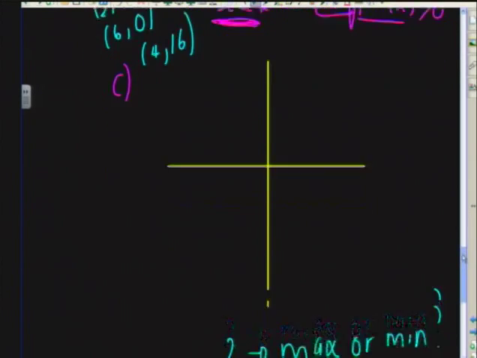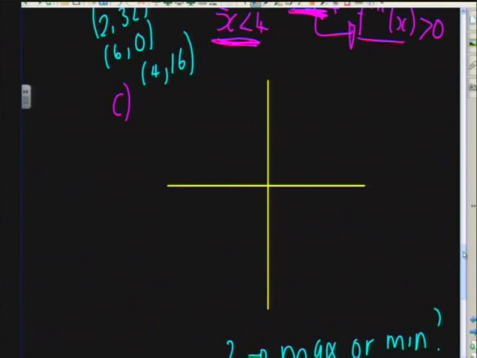Right, I'm just going to plot the points now. So we've got 2 and 32, and as I say, this is not to scale. So 2 and 32 is one of the turning points. 6 and 0 is another one. And then we know that in between there, at x is equal to 4, we had our point of inflection. All right, so we're going to have a graph that looks like this. It's going to turn at 2 and 32 and then come down and turn again at 6 and 0.